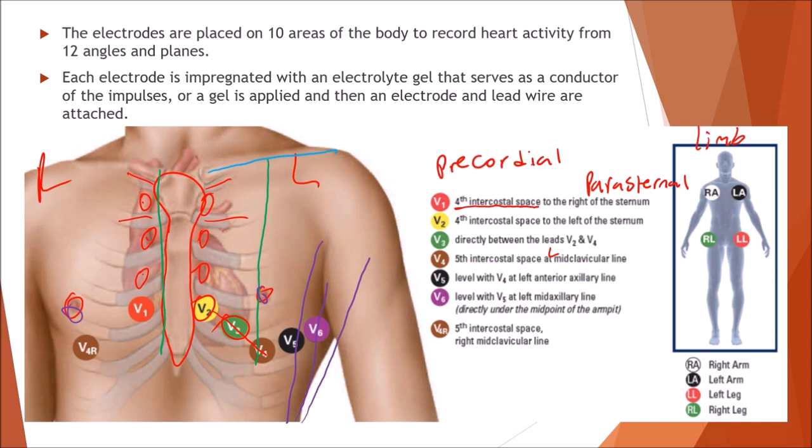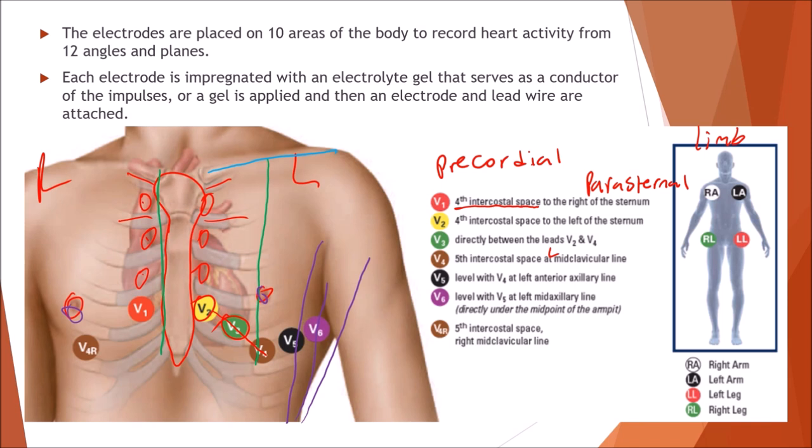V5 is going to go on the fifth intercostal space, anterior axillary line. And then V6 is going to go on the fifth intercostal space, mid-axillary line. Really, this is one of those things you just have to memorize. It's not that hard, just remember. There's only two numbers we're using, 4 and 5.